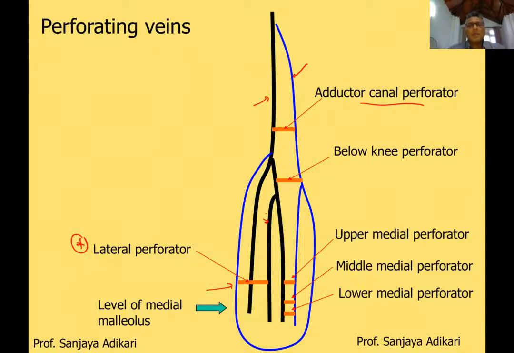Then on the medial side, there are three perforators: upper medial perforator, middle medial perforator, and lower medial perforator. Upper medial perforator is about the same level as the lateral perforator, the junction between the middle and the lower third of the leg, and that connects the posterior tibial vein to the posterior arch vein. Then the other two perforators also connect the posterior arch vein to the posterior tibial vein, and they lie as follows: the middle one lies immediately above, and the lower one lies immediately below the medial malleolus.